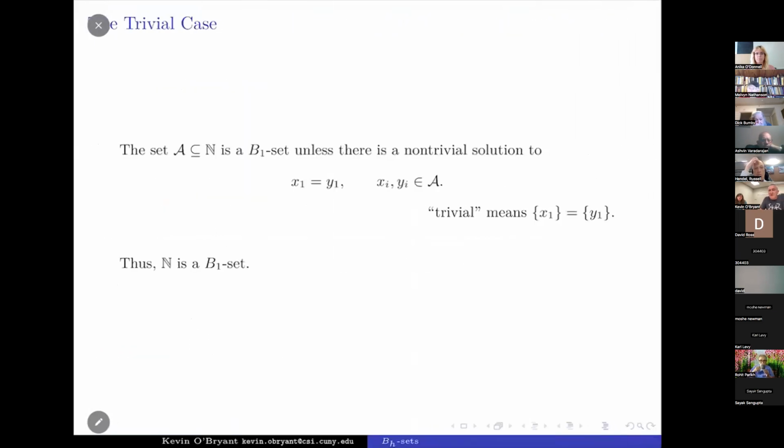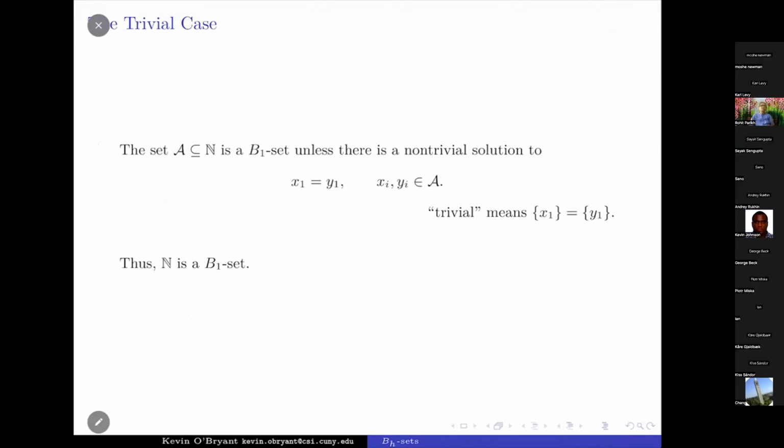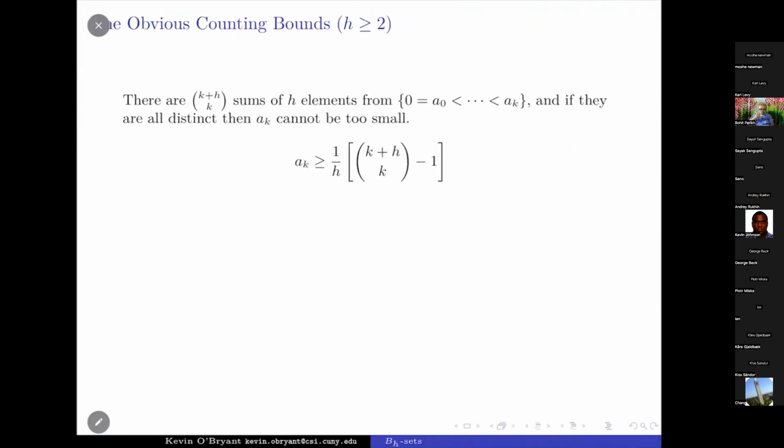Sort of a trivial case, let's go ahead and get it out of the way. If H equals 1, it's a positive integer, why not? Then the definition reduces to: it's a B sub 1 set unless there's a non-trivial solution to just one summand equaling one summand. So of course there's no non-trivial solutions to that, so we get everything. The natural numbers is a B sub 1 set. Okay, so H equals 1 is handled. From now on, H is at least 2, except for one moment later in the talk.